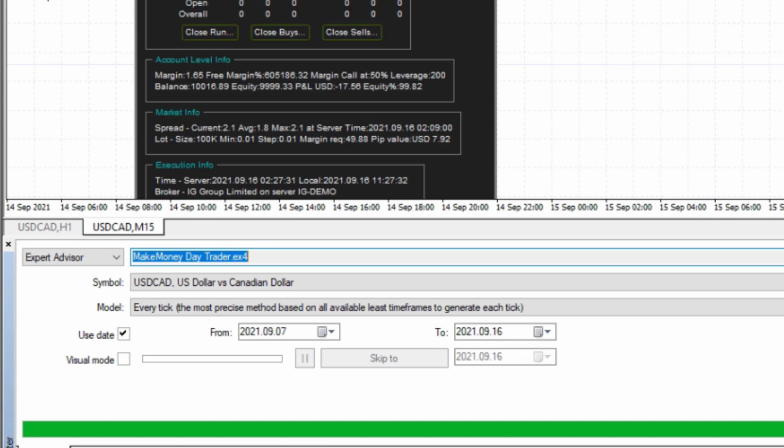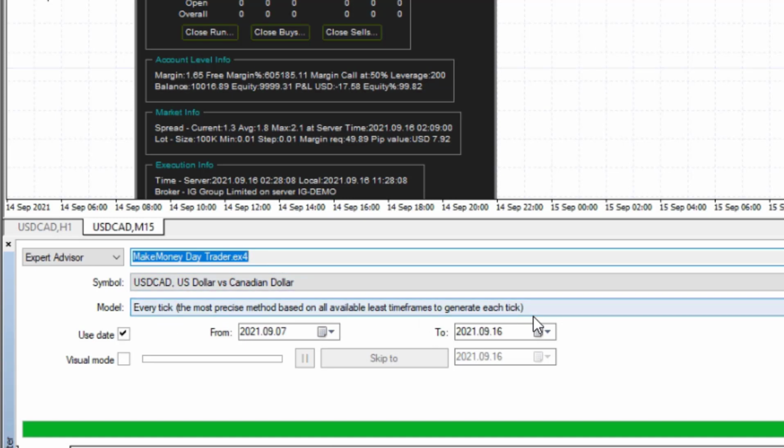It allows you to test your settings for the last week or the last 2 weeks or the last month or so. And we're not talking about optimization. What results would you have got if we had traded the settings that we've just come up with over the last week? So I've loaded the EA, we've got the CAD.